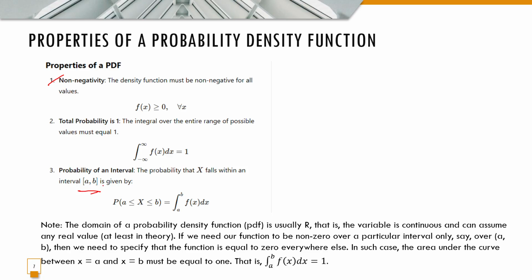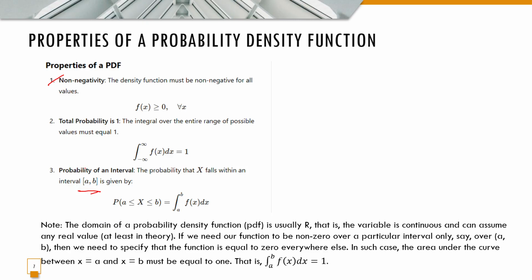The domain of the probability density function is usually R, that is, the variable is continuous and can assume any real value, at least in theory. If we need the function to be non-zero over a particular interval, we need to specify that the function is equal to 0 elsewhere.